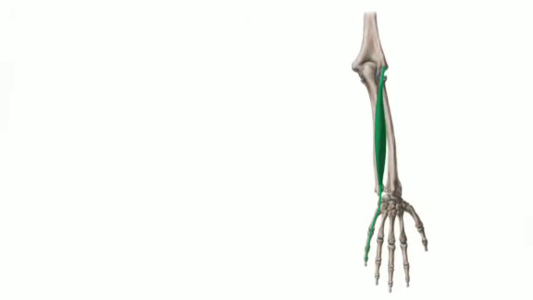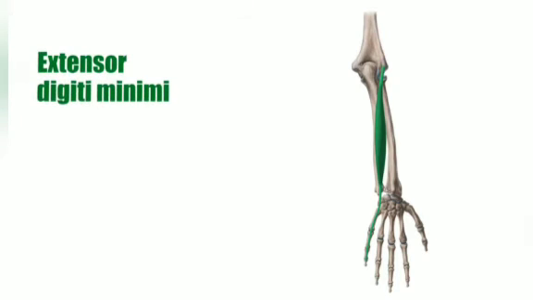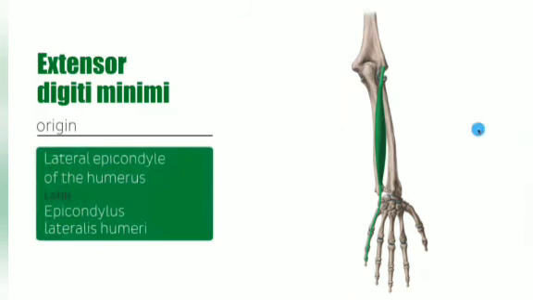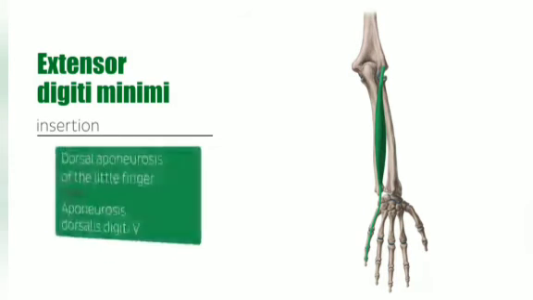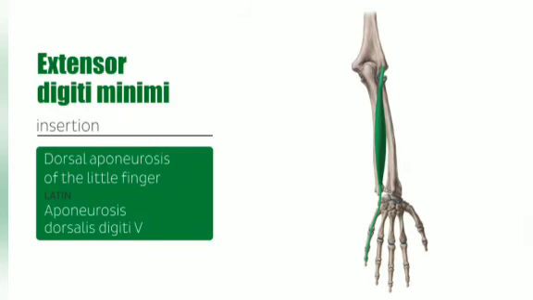Next muscle that we're going to be talking about that you see now highlighted in green, this is the extensor digiti minimi. And the extensor digiti minimi is a slender muscle of the forearm and will be originating from the lateral epicondyle of the humerus, as you can see here. The muscle goes all the way to then insert on the dorsal aponeurosis of the little finger. Its muscle belly often blends with the extensor digitorum.